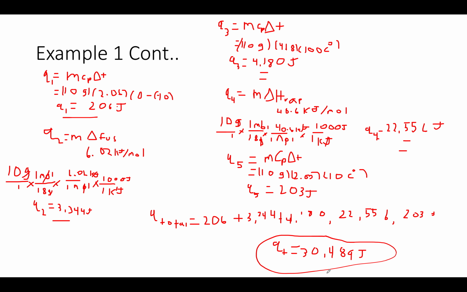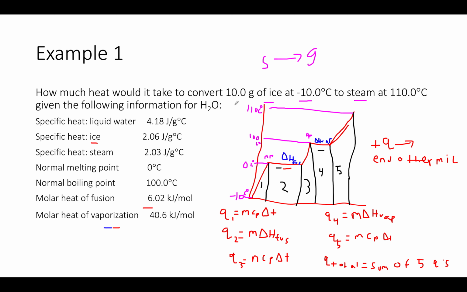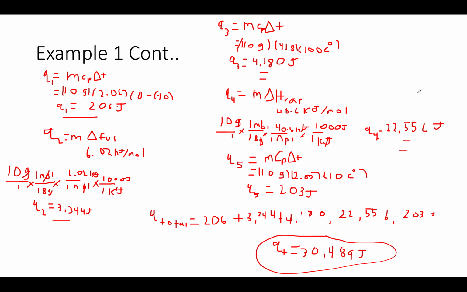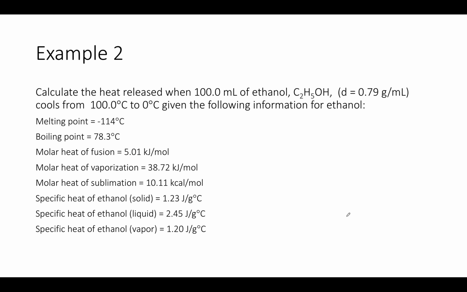So it takes 30,489 joules to convert 10 grams of ice to steam. Final answer. Okay, one more example here. Calculate the heat released when 100 mils of ethanol cools from 100 degrees C to 0 C. So cools, we're going the opposite direction. This change is going to be exothermic, so Q is going to be negative.